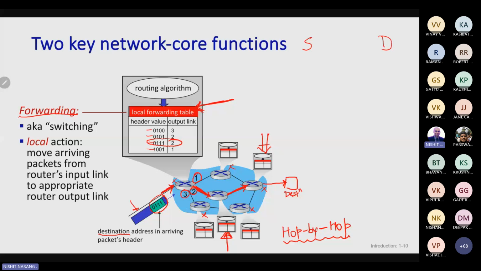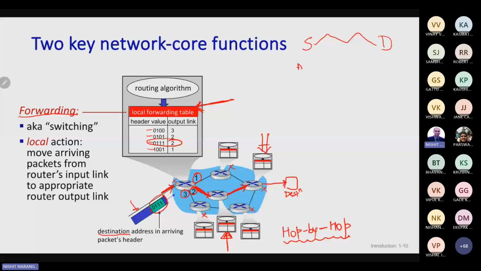Then that algorithm could run, determine the path, and the path could be something like switch A should forward the packet to switch B. So source will give it to switch A. A should forward it to B. B should forward it to C, and C is directly connected to D, the destination. And this is the best path.